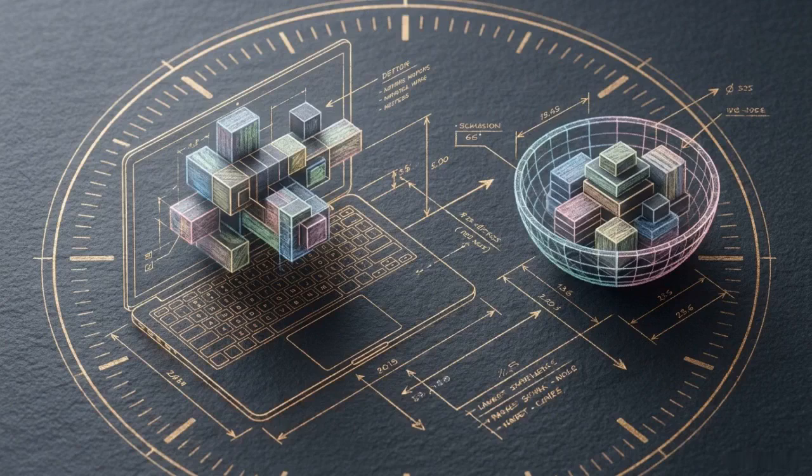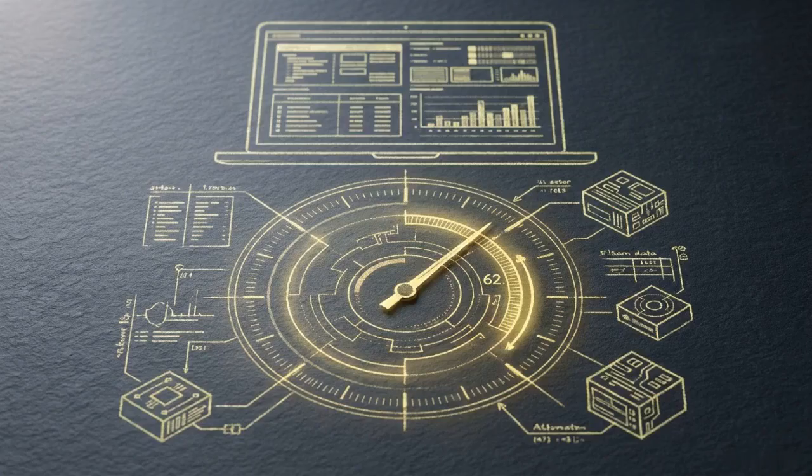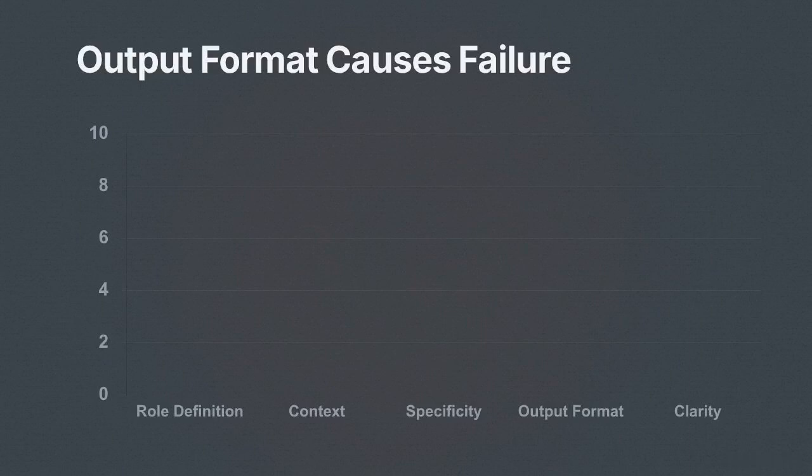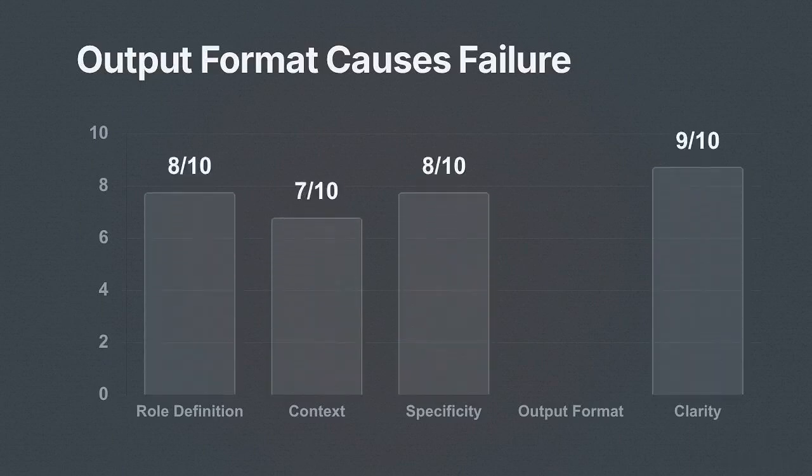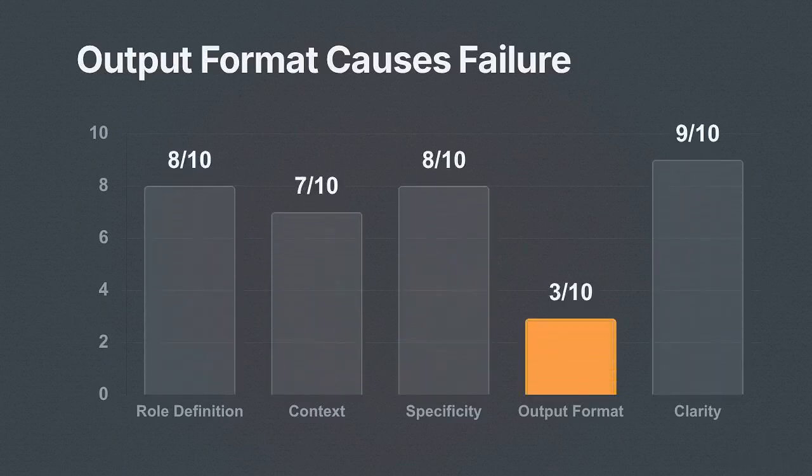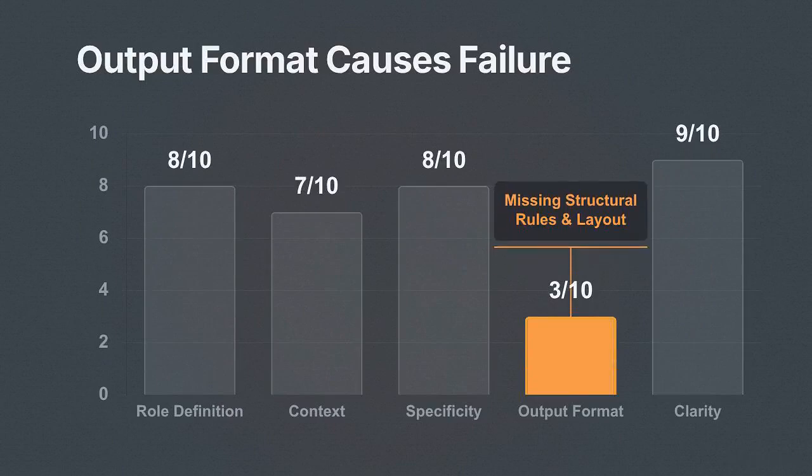Now, consider a prompt that looks complete, asking a nutritionist for a 7-day vegetarian meal plan. Most people would rate that prompt highly, but it still fails the system's test. The missing dimension is output format. The prompt lacks explicit rules on how the data should be physically structured and presented.